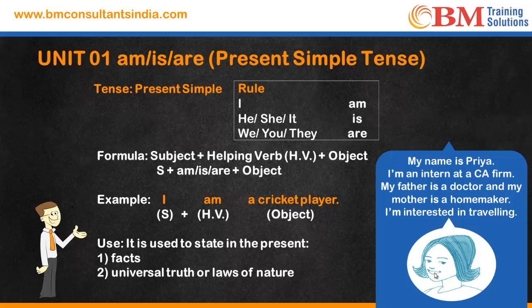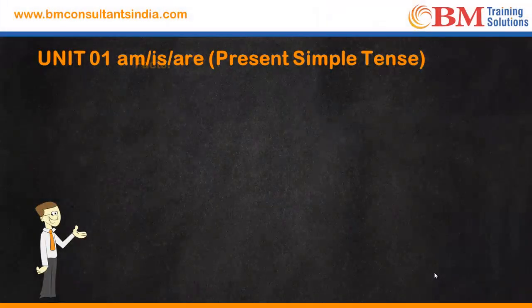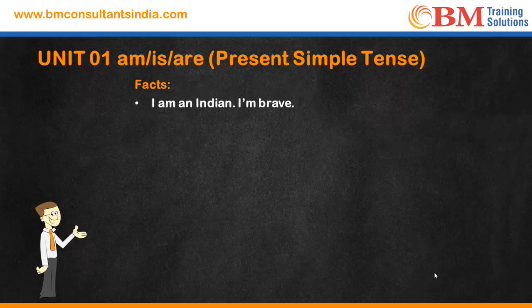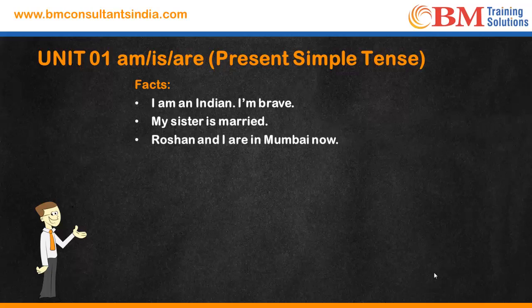I am interested in traveling. With I, we use am. I am interested in traveling. Let's see some more examples. To share the facts, we would say, I am an Indian. I am brave. With I, we use am. I am an Indian. My sister is married. My sister is replaced by the pronoun she in English. She is married. My sister is married.